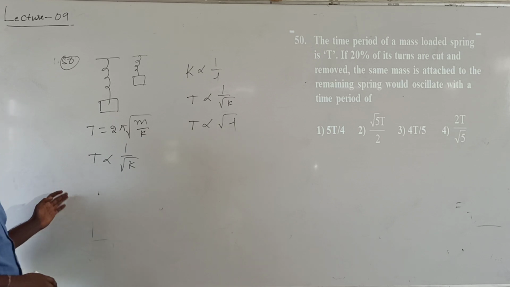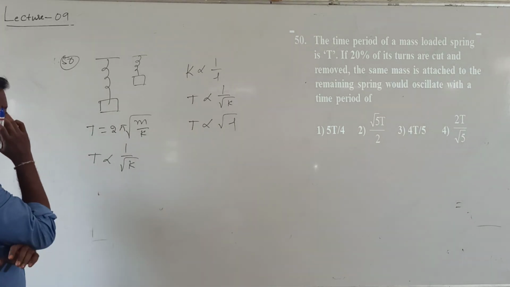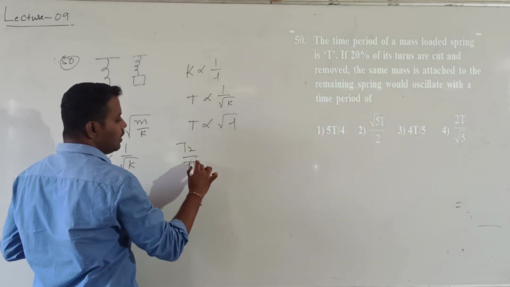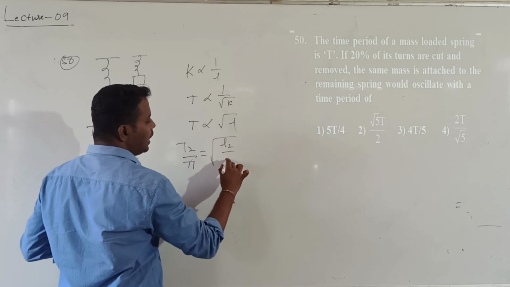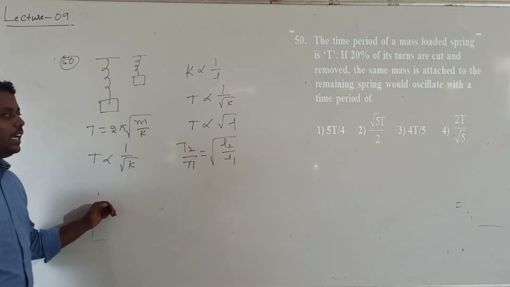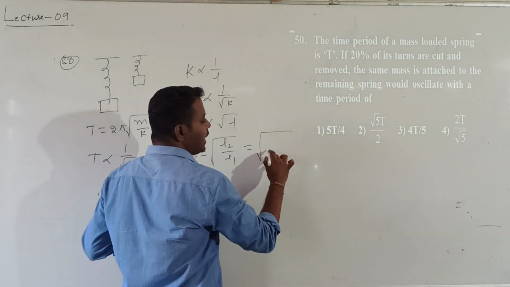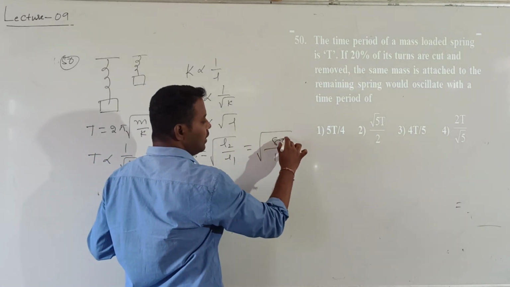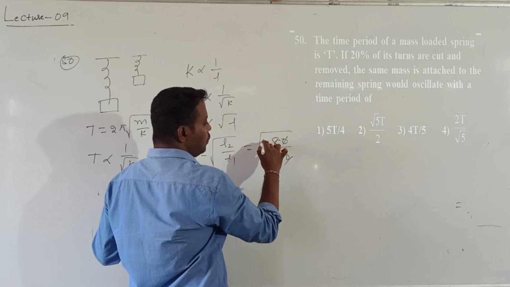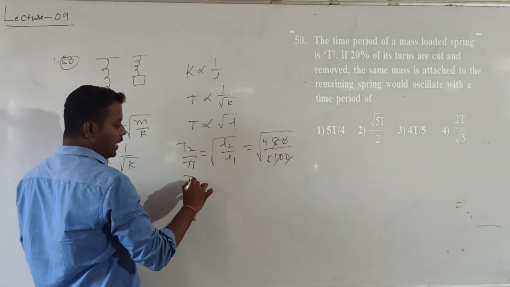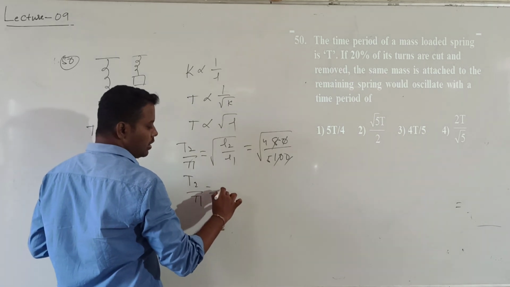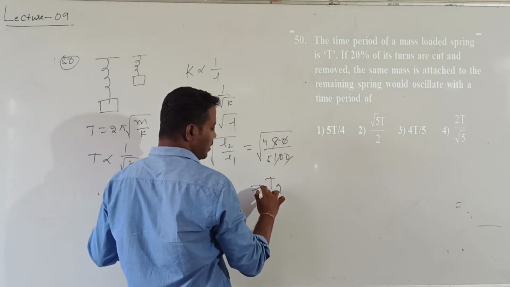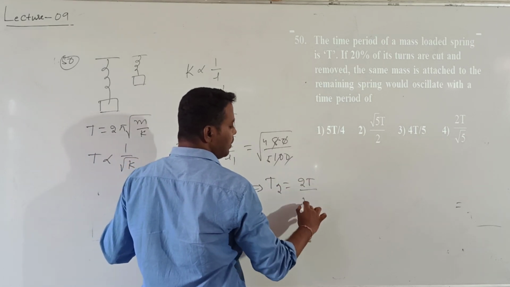Can I write the time period is directly proportional to root L? Then T2 by T1 is equal to root over L2 by L1. L2 is the final length after cutting. If I take the initial length value 100, the final length is 20% less, so that is 80. Zeros cancel. 2 fours are 2 fives. So what will we get for T2 by T1? T2 by T1 is equal to 2 divided by root 5. Otherwise T2 is equal to 2 into capital T divided by root 5.